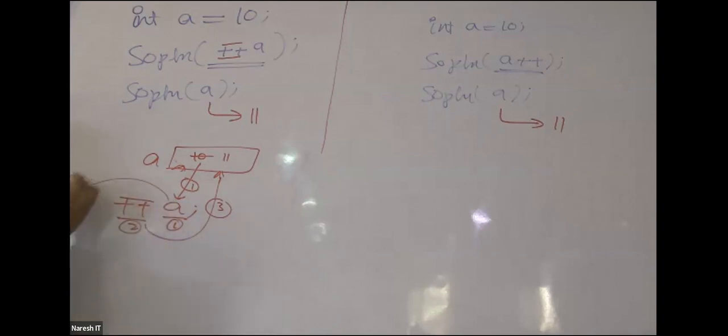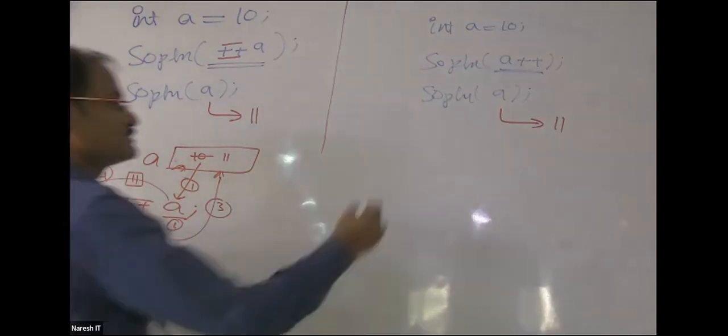Here then the result is what? 4. Return the value. What value is coming? 10 or 11? 11 will come. Why is 11 coming? Because you are reading the value after the increment. Understood? Now we come to the point.